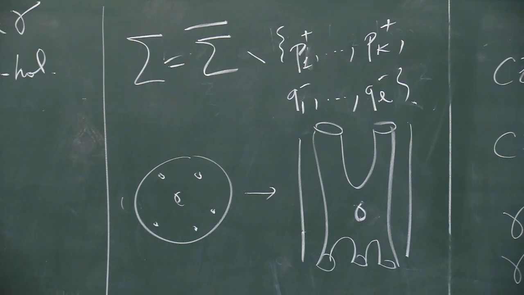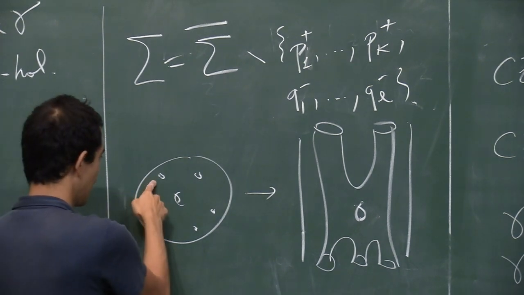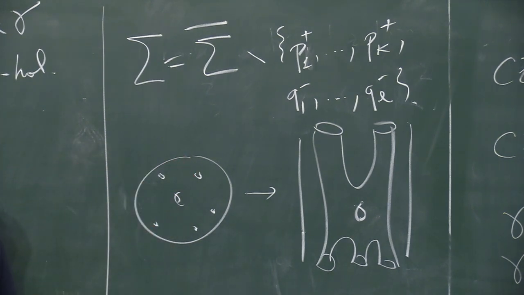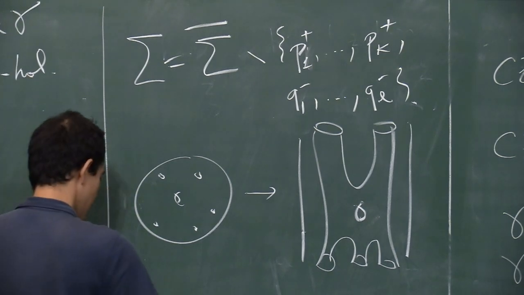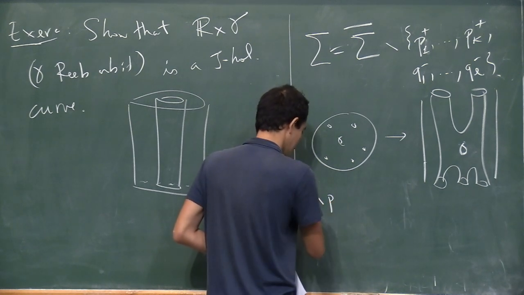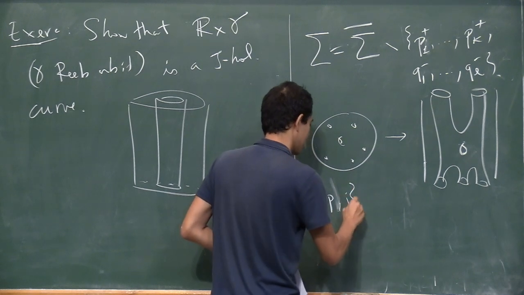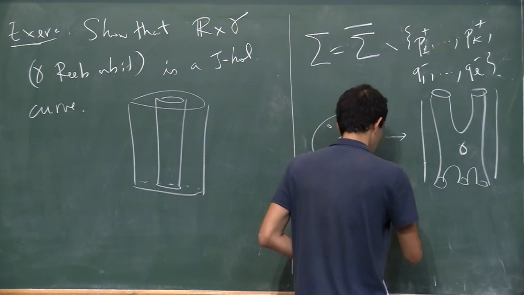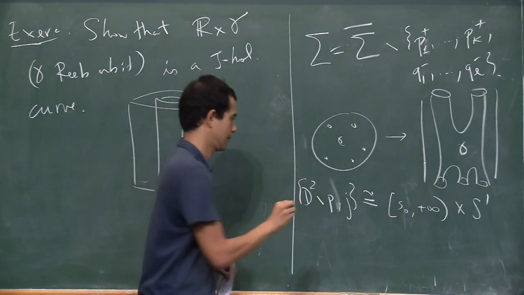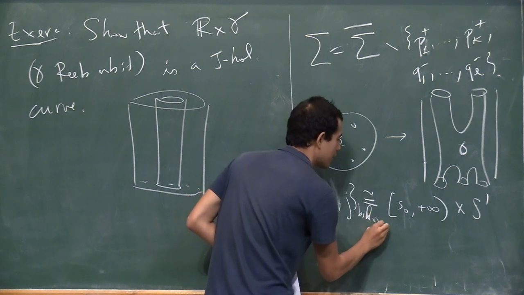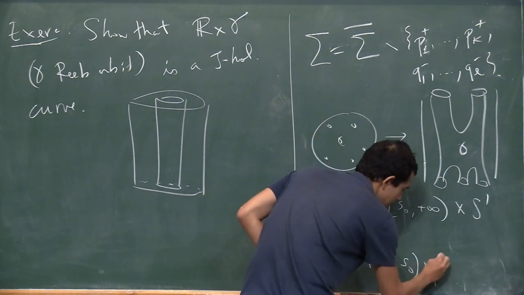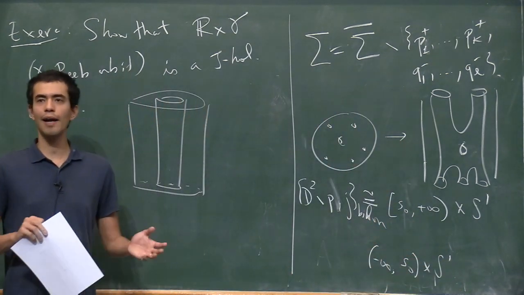How do I say that? I'm going to try to say that quickly before we stop. The first thing to notice is that a neighborhood of a puncture, a disk D2 minus a point, with any complex structure, is biholomorphic to [0, plus infinity) times S1. The negative version is also biholomorphic to (minus infinity, 0] times S1. So what we want to require, let me just say this with words.